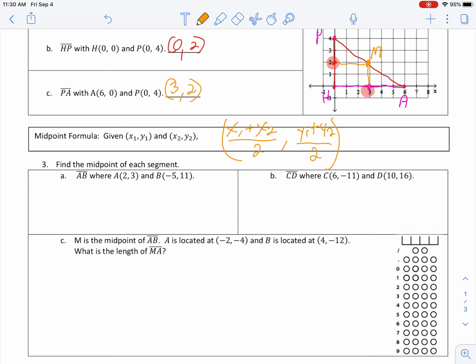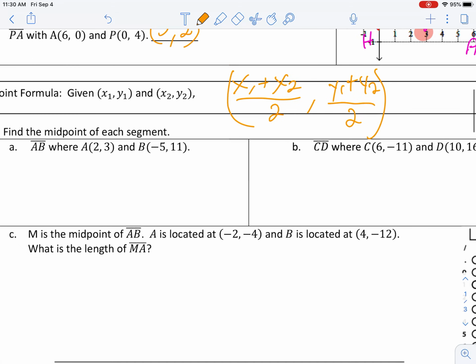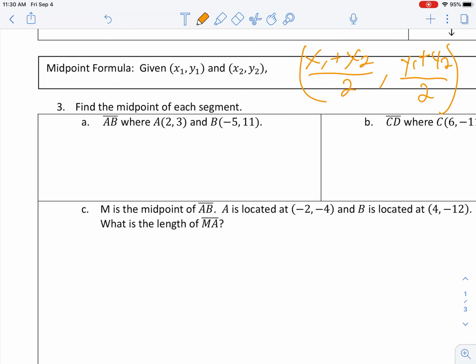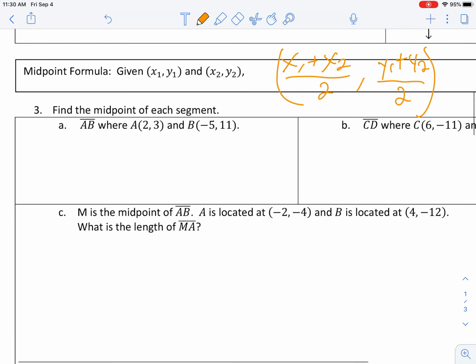So let's use our midpoint formula, because I'm not going to graph every one of these out. We're just going to go through and find this algebraically. So for number 3, letter A here, let's do that. Actually, I've been pausing.